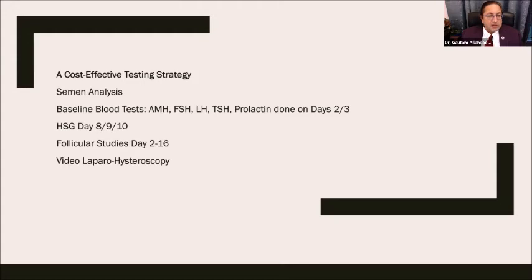Follicular studies, the doctor has talked about. You do it beginning from day 1, 2 of the cycle, track the growth of the follicle till the follicle ruptures, and then 7 days after the follicle ruptures to find out if the endometrial stripe is changing to a secretory phase. If you suspect anything on ultrasound or HSG, then you do a video laparohysteroscopy today.